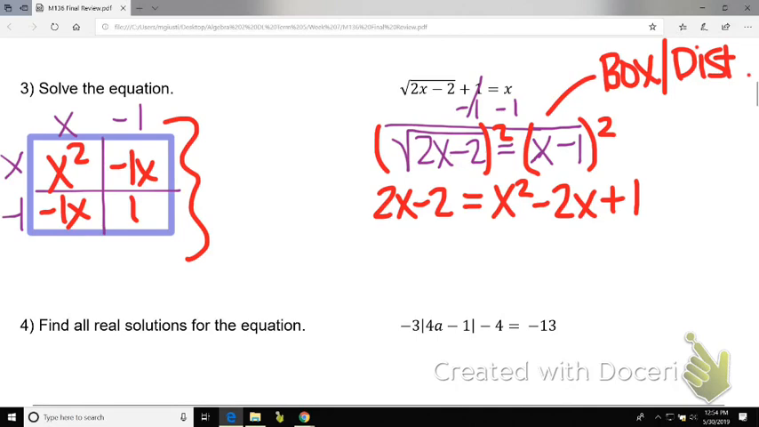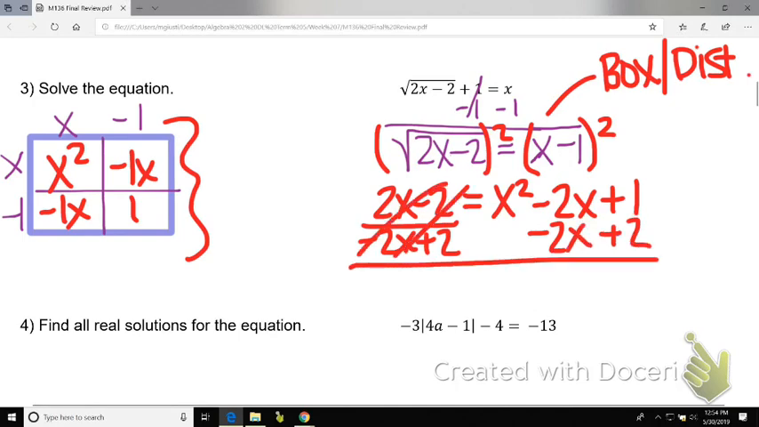And because of the quadratic, what are we going to have to do? Yep, we've got to get it equal to 0, which means these two need to go, right? So I'm going to subtract 2x, and I'm going to add 2. Subtract 2x and add 2. So that way this side equals 0, and we're left with x squared minus 4x plus 3.